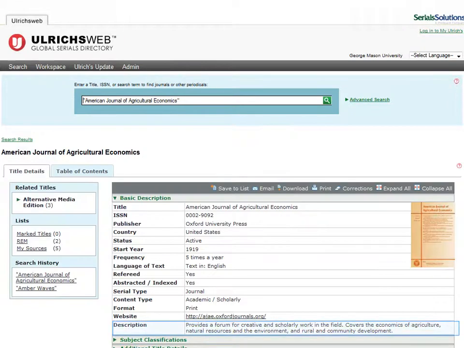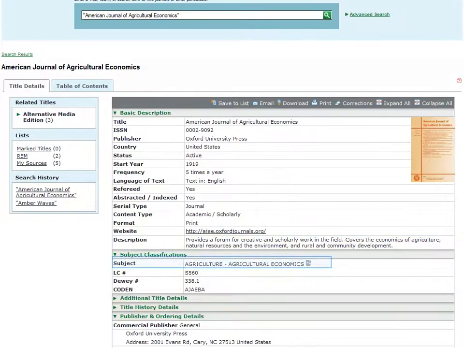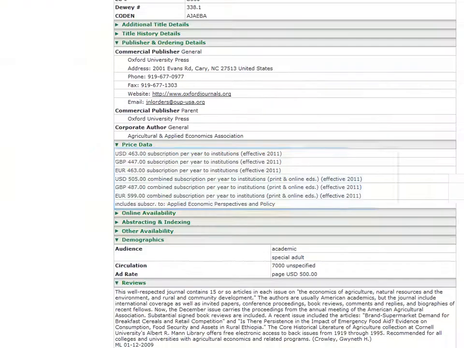Note the description, which says the journal provides a forum for creative and scholarly work in the field, covers the economics of agriculture, natural resources and the environment, and rural and community development, and the subject field, which says agricultural economics, which indicates that this journal is related to the field of agribusiness. Open the publisher field and note that the journal is published by Oxford University Press. University presses are very well-respected publishers of scholarly works, and Oxford University Press is an elite publisher. Note the yearly subscription cost for this title, which is much more than the trade publication Amber Waves.